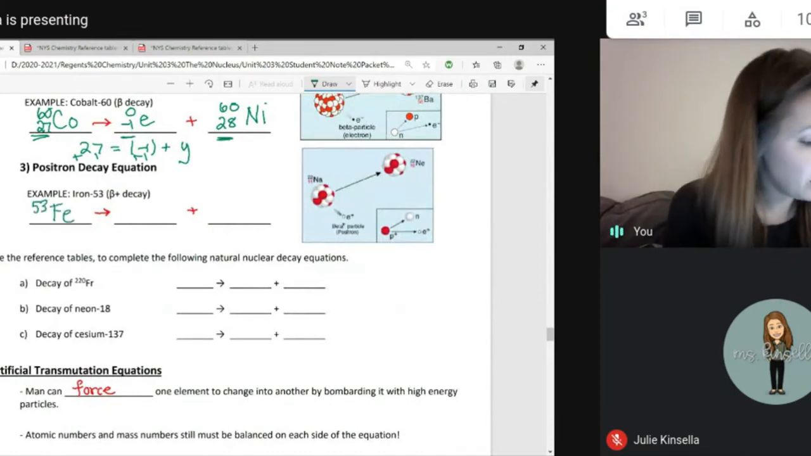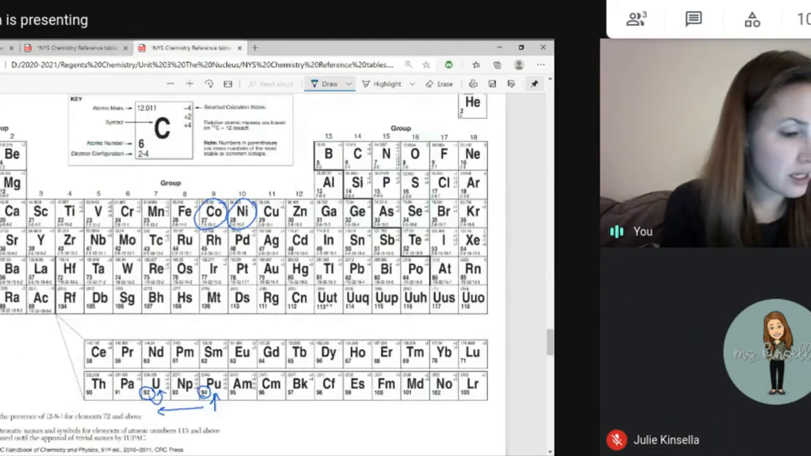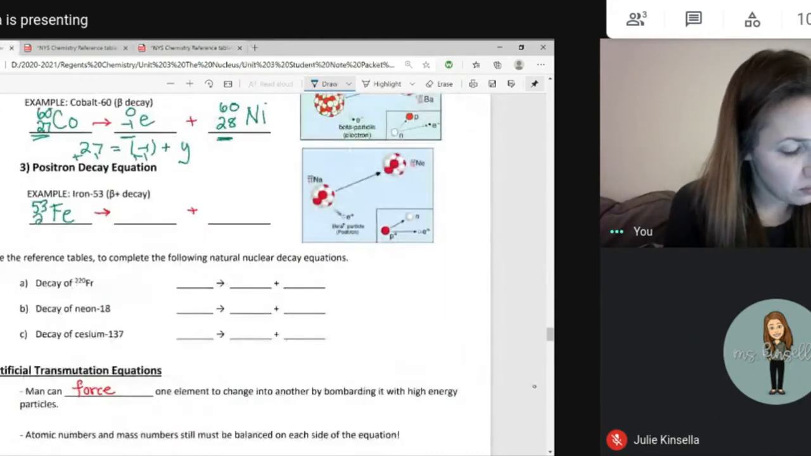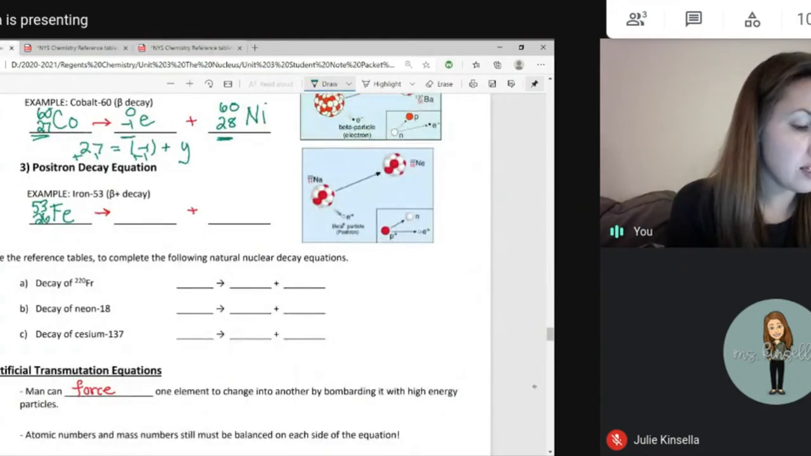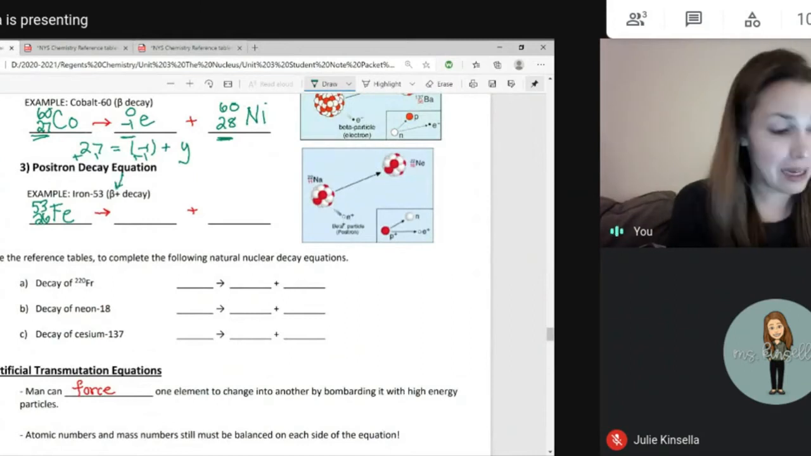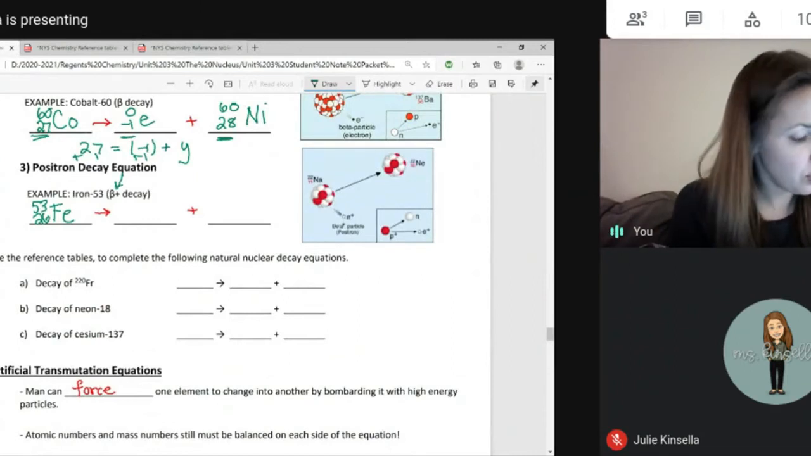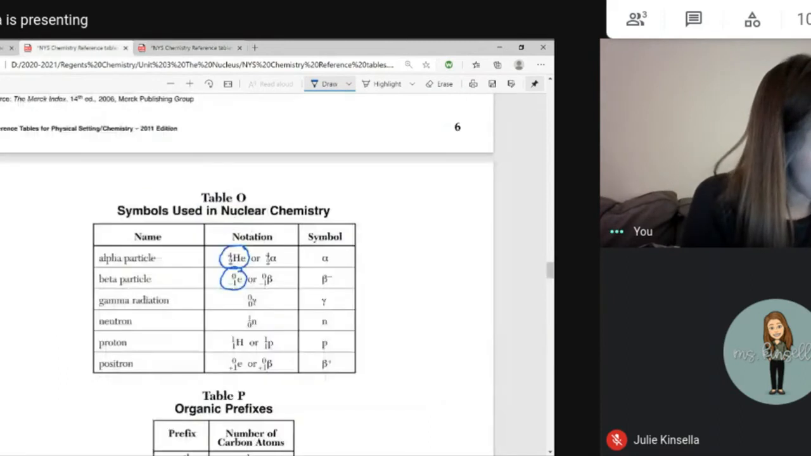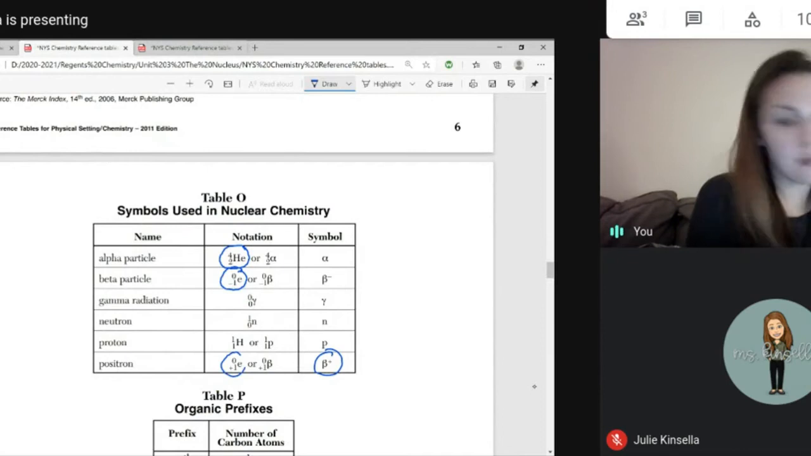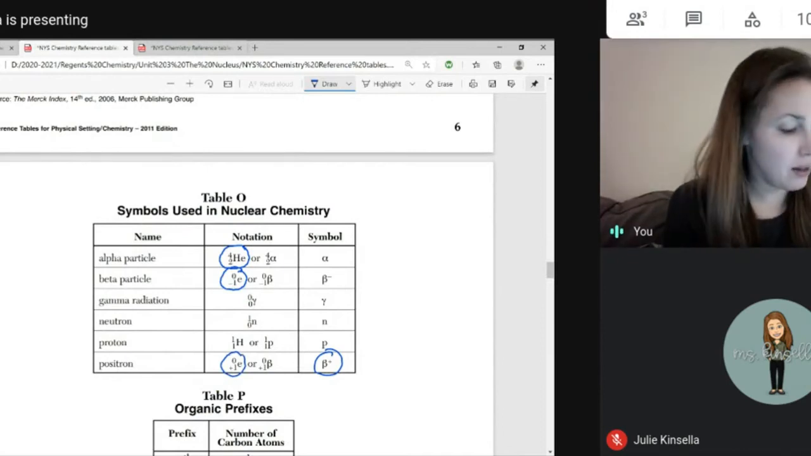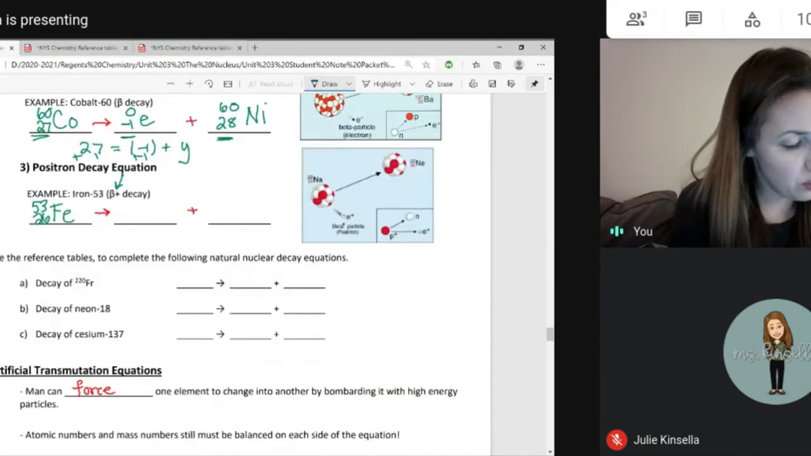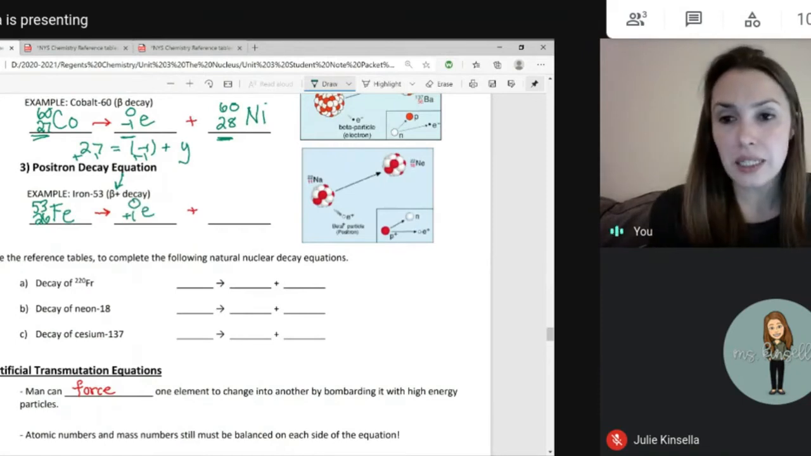If I come over to the periodic table, iron is 26. It's undergoing this positive beta decay, which is a positron. So if you come over to table O, that symbol here is going to be almost the same as a beta particle, except has a +1 on the bottom. So I'm going to fill that in here, 0 plus 1 E.